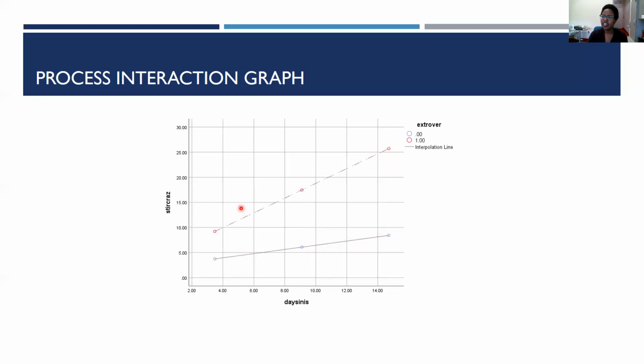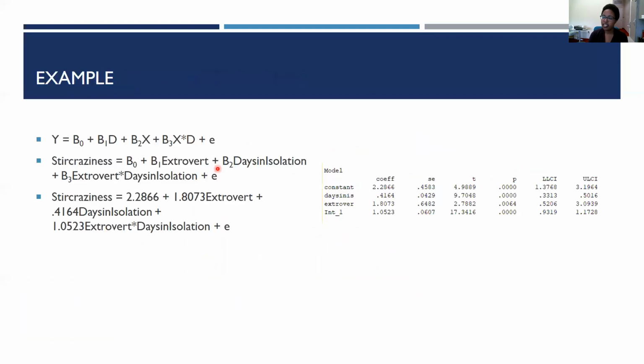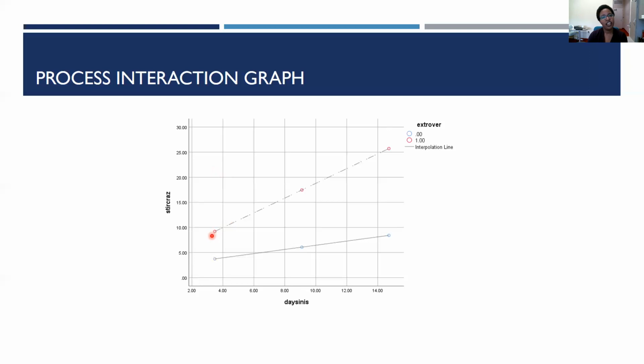Okay, so we can see that in terms of our research question, do extroverts and introverts differ in how quickly they become stir crazy? We can definitely say extroverts become stir crazy more quickly than the introverts. But you might also say that they started out more stir crazy. So this is somewhat meeting our expectations here. Okay. Now, that's one way to interpret an interaction graph, to start with the groups and say, okay, this group goes here and that group goes there.